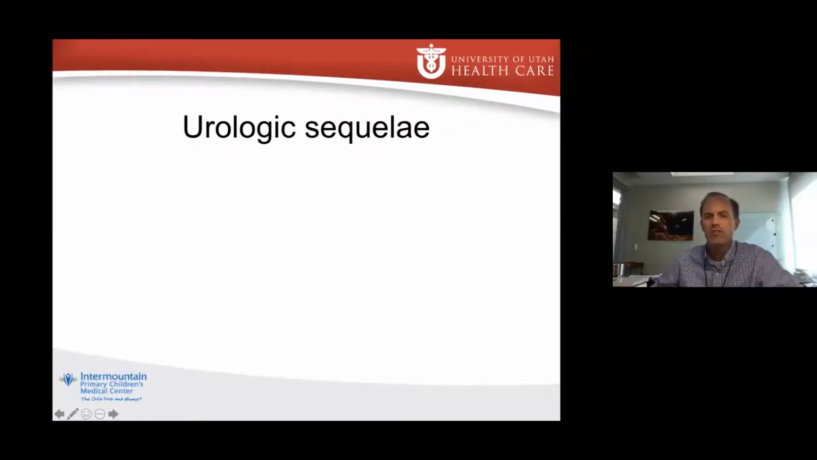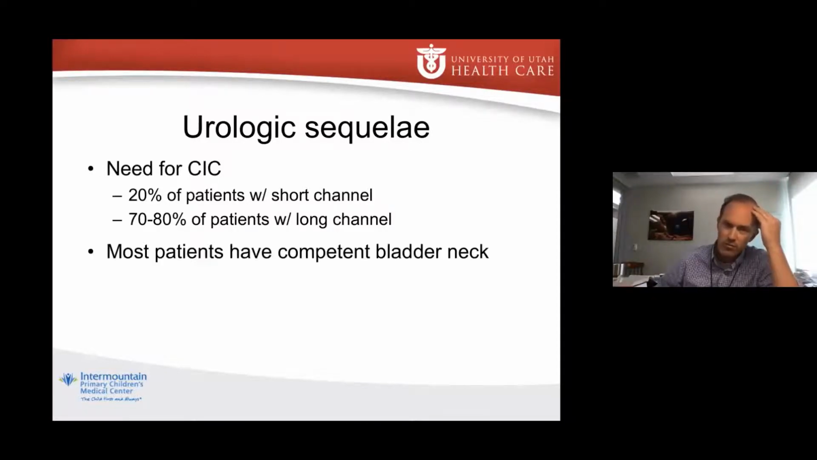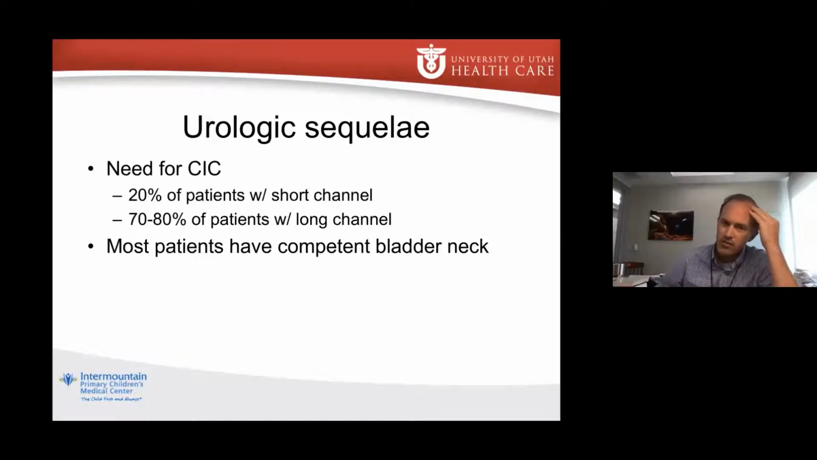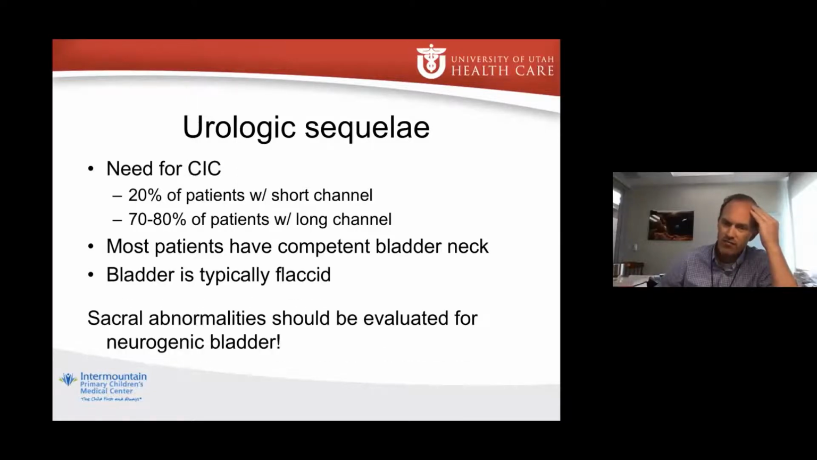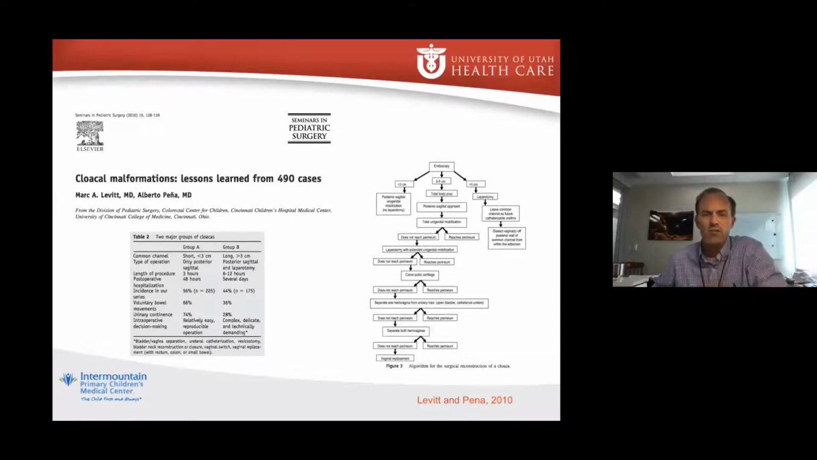So for these females, a lot of them will need clean intermittent catheterization, particularly if they have a longer channel. Some of that has to do with the way that they're repaired. Many of them actually do have a competent bladder neck, but they have a flaccid bladder. And again, you want to watch for the sacral abnormalities to rule out a neurogenic bladder in these patients.